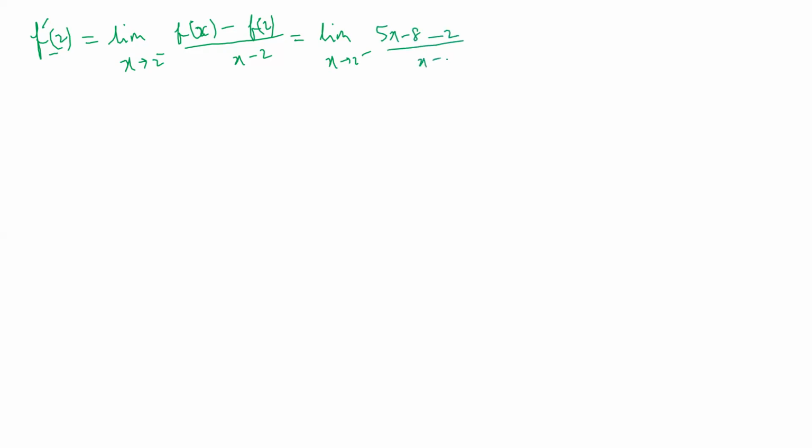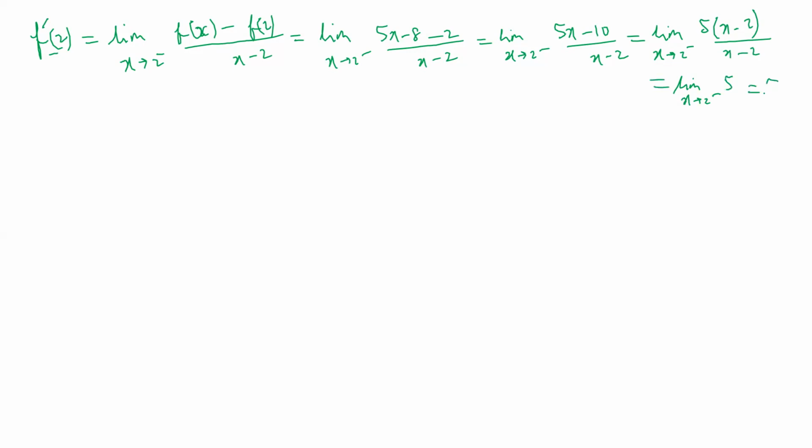And then you have x minus 2, which means x approaches 2 from the left. Minus 10 over x minus 2. Now here we can pull out the common factor from the numerator. We want to simplify this so that we can evaluate this limit. Pull out 5 from the numerator and have this, which is 5. And this limit is 5.